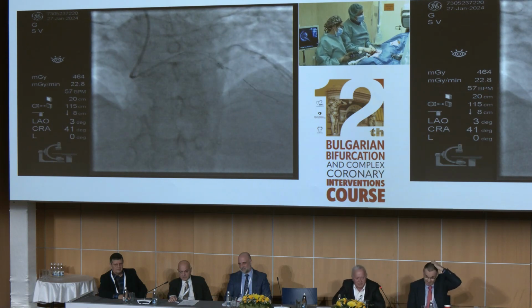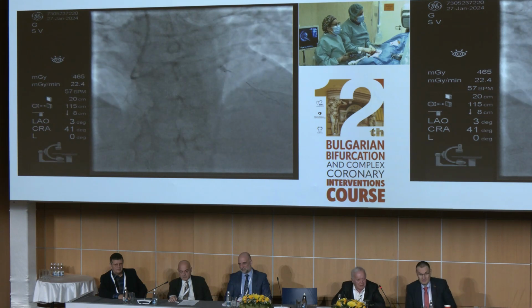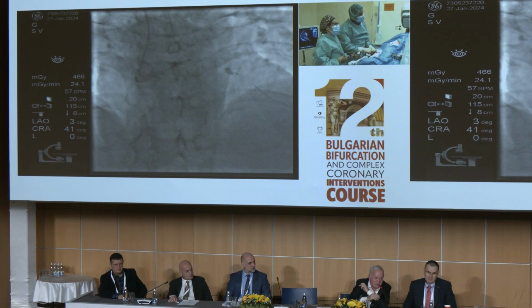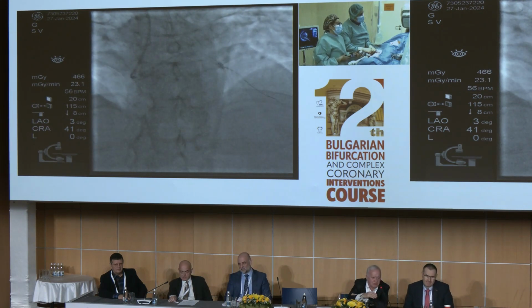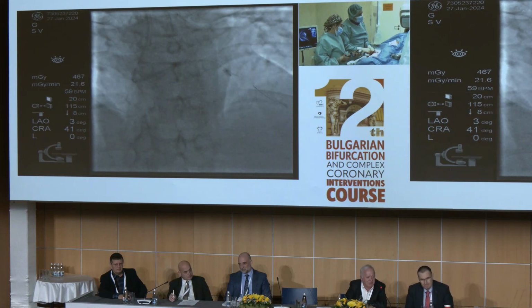It's probably apposed already, so we have to give more. We have something in the diagonal. No, it's not fully apposed. So it will not be fully apposed without another inflation.